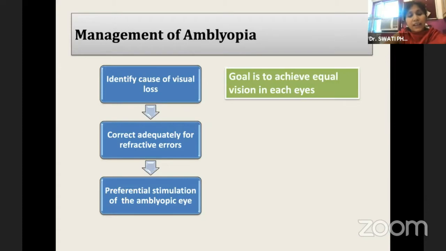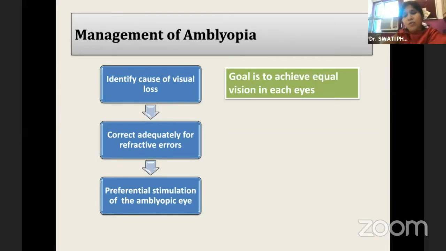Then correct adequately for refractive error, which is very important, by doing a proper refraction under cycloplegia, under the proper age-appropriate cycloplegia. And after we have corrected the refractive error, we need to give some time for the eye to get stimulated, so that the vision is formed properly, and then give preferential stimulation of the amblyopic eye. So you have to preferentially stimulate the amblyopic eye and suppress the stimulation in the better eye.